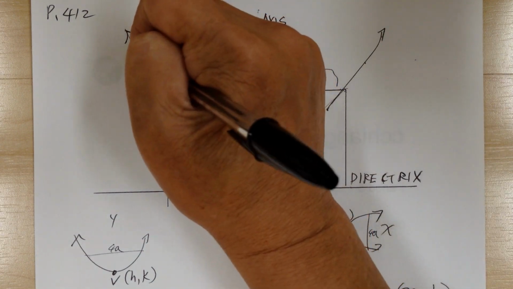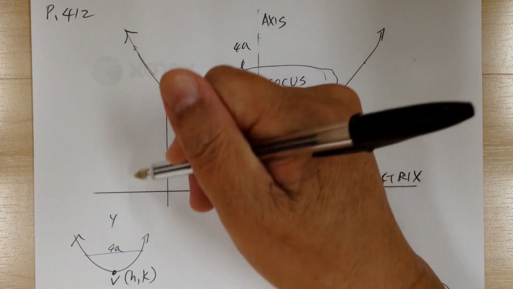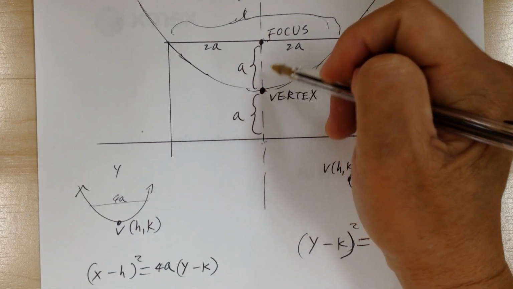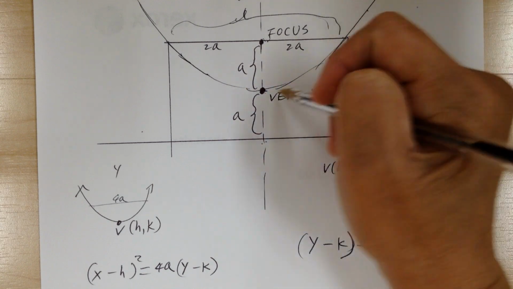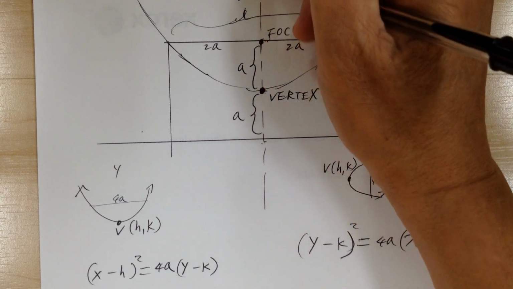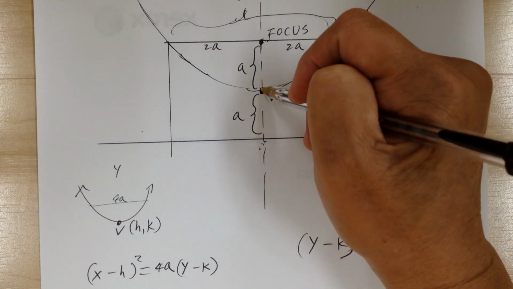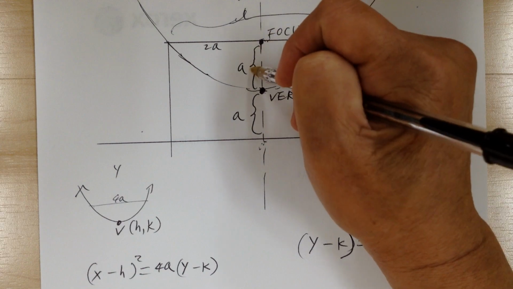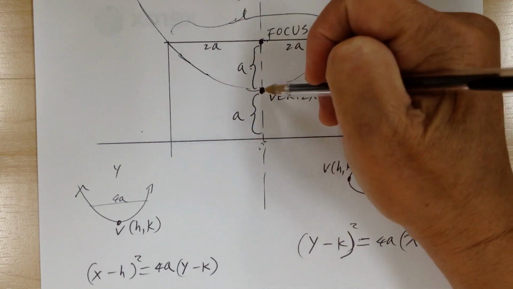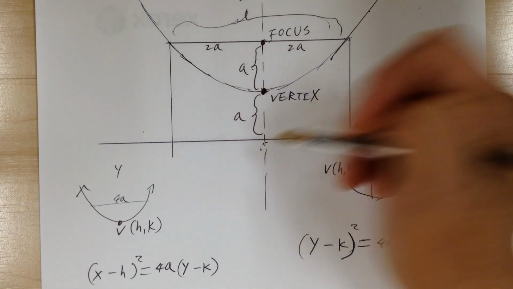Any point on the graph, the distance from the graph to the focus and to the directrix are always equal. And because all the points on the graph are equal distance to the focus and the directrix, if you go to the center, this would be the midpoint of these, right? So you can see the equal distance. From here to here is A, from here to here is A. So again, all the points on the graph are equal distance to the focus and to the directrix.